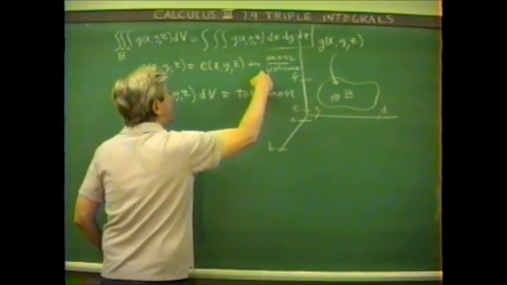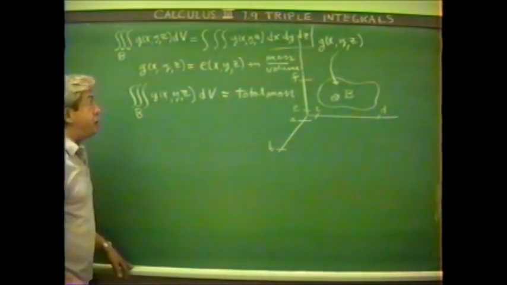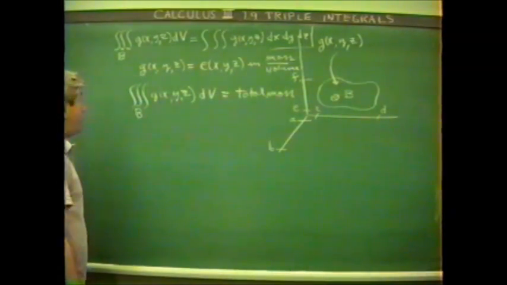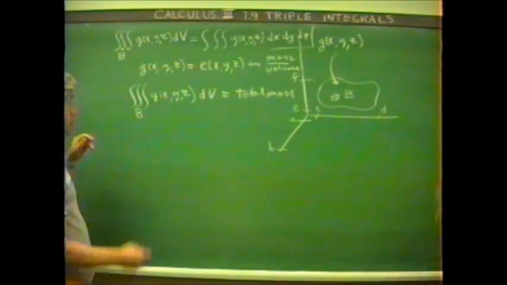If this were in charge per unit volume, then this would give you the total charge. If it were in weight per unit volume, the total weight.